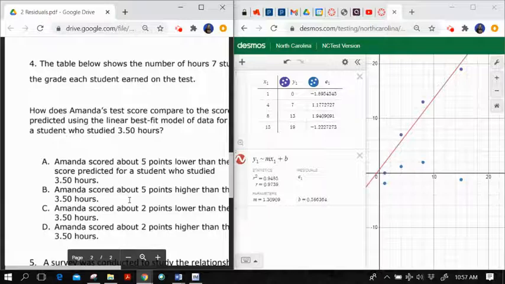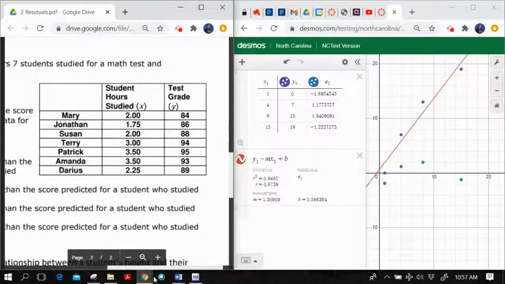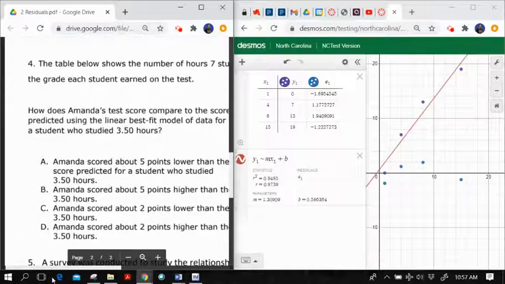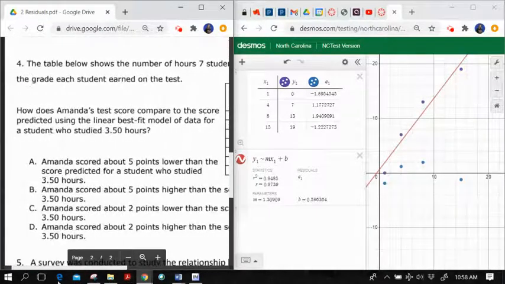Okay, let's come take a look at our EOC examples. The table below shows the number of hours that 7 students studied for a math test and the grade that each student earned on the test. How does Amanda's test score compare to the score predicted using the linear best fit model of data for a student who studied for 3.5 hours?